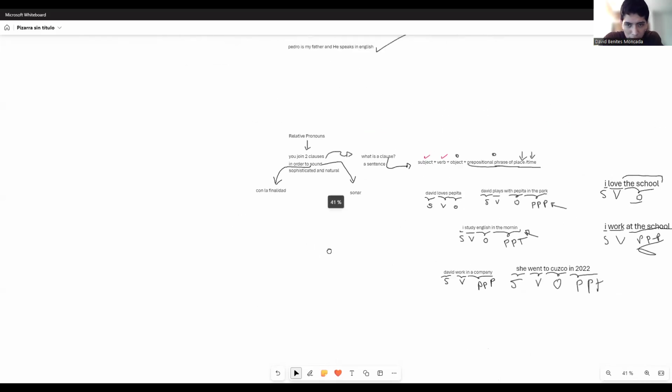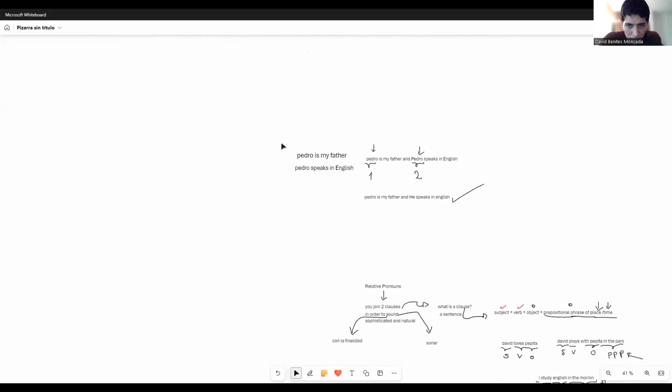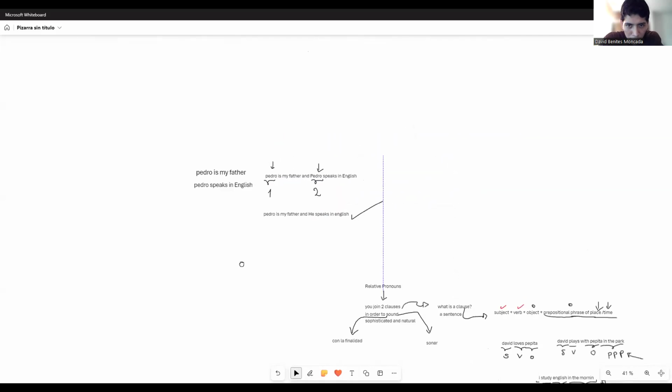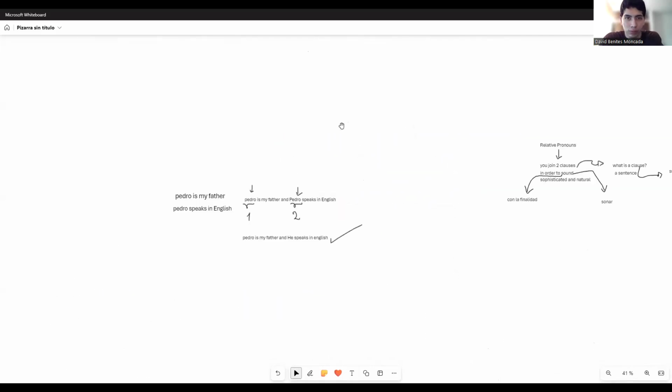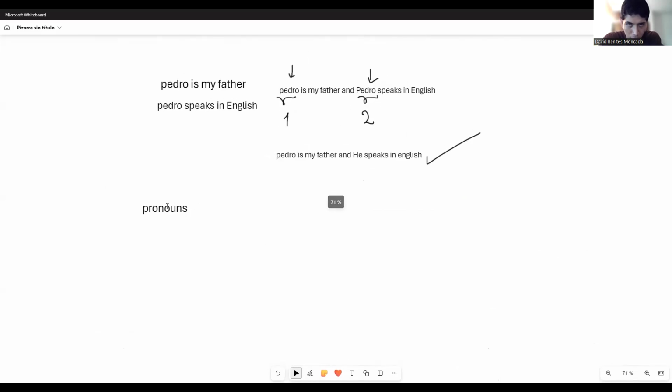Now, pretty cool. Now focus on this part. I'm sorry, I need to move this part and then put it here. Okay. Do you remember the pronouns? When do we use the pronouns, David? Do you remember?